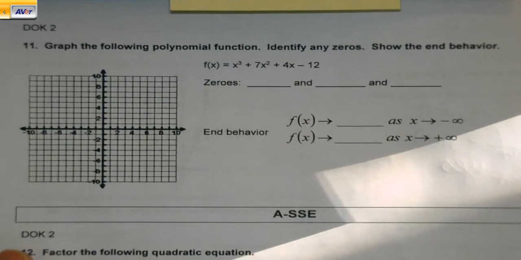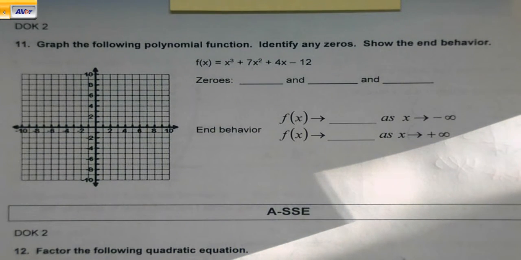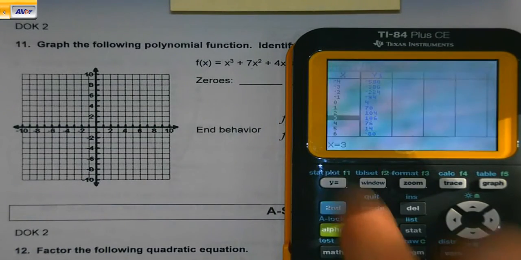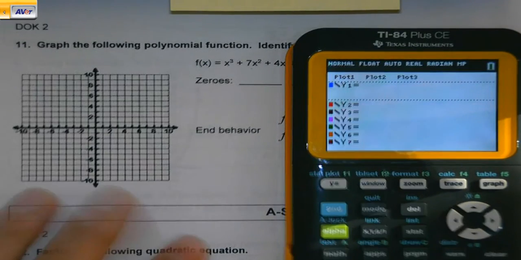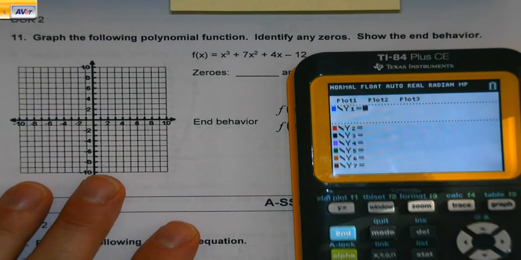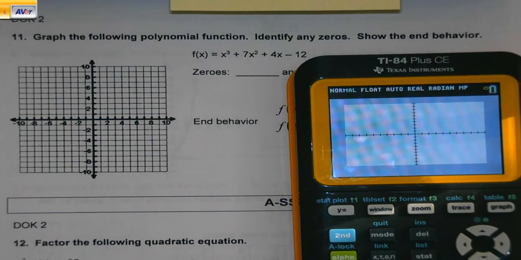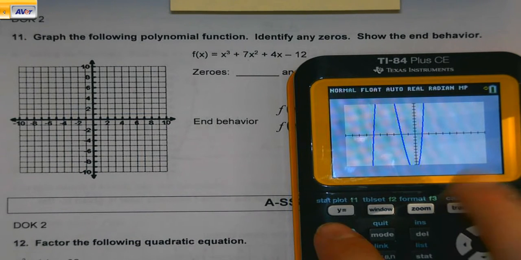11. Graph the following polynomial function. Identify any zeros. Show the end behavior. Okay? Again, we'll take our assistants, because we're good with the calculator here. Move that up a bit so we can actually see the expression. Okay, so we'll take a quick peek at the graph. And what we're going to do is, we're actually going to use the chart to help us make this graph a little bit more accurate.